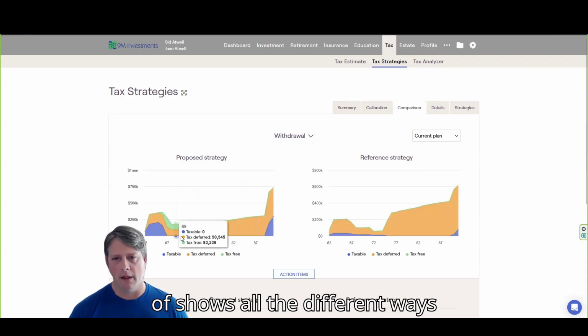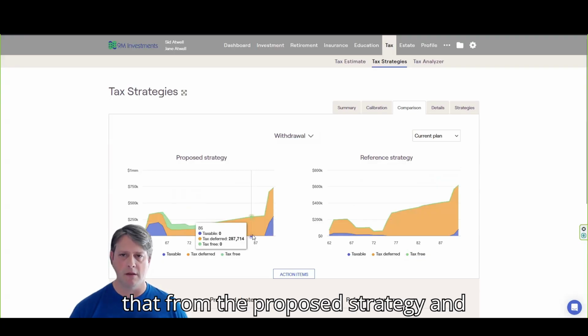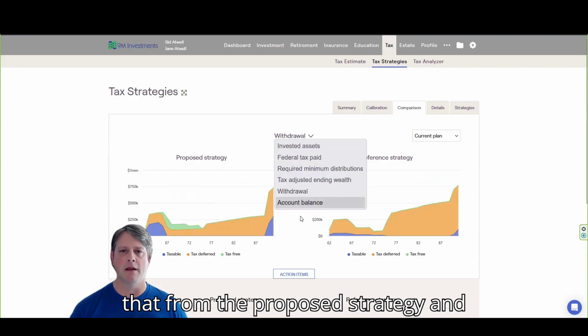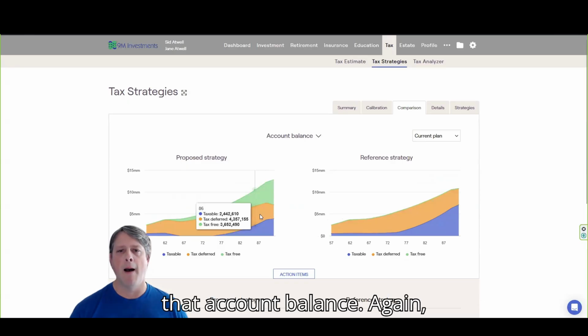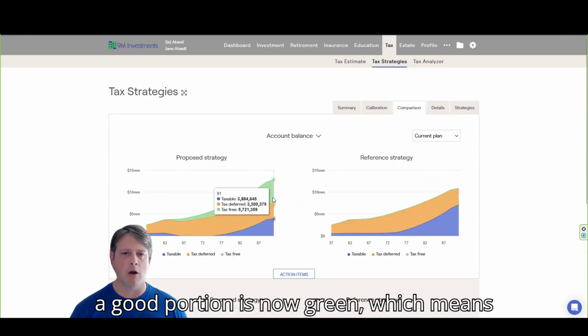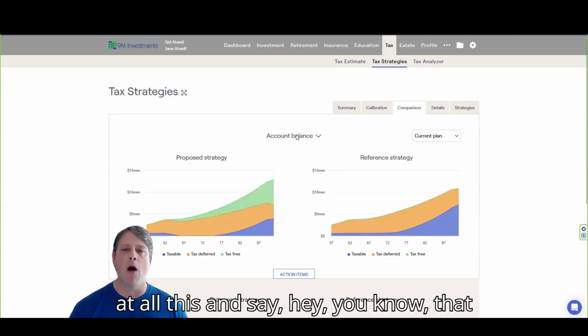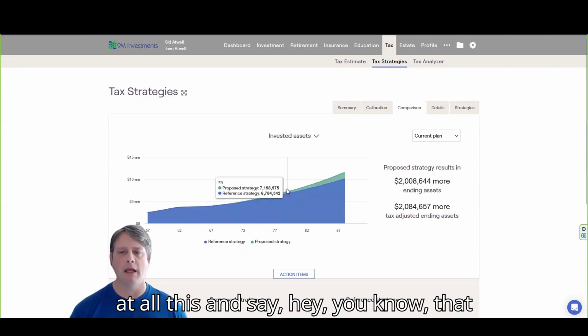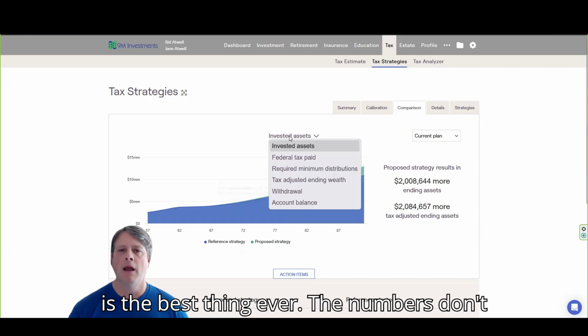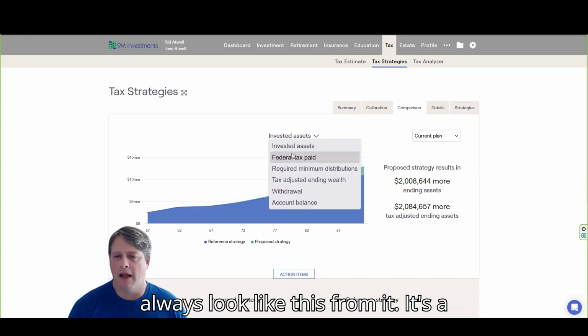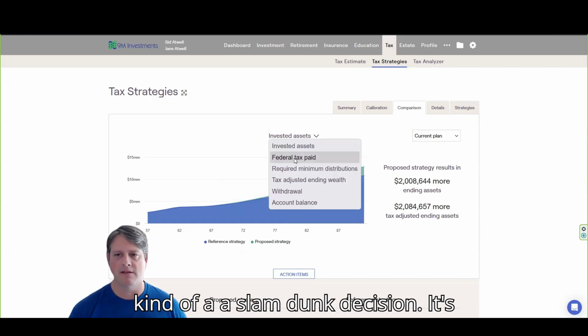Withdrawal, again, just kind of shows all the different ways from the proposed strategy and then account balance. Again, a good portion is now green, which means it's tax-free, again, 46%. Now, you may look at all this and say, hey, that is the best thing ever. The numbers don't always look like this. It's kind of a slam dunk decision.